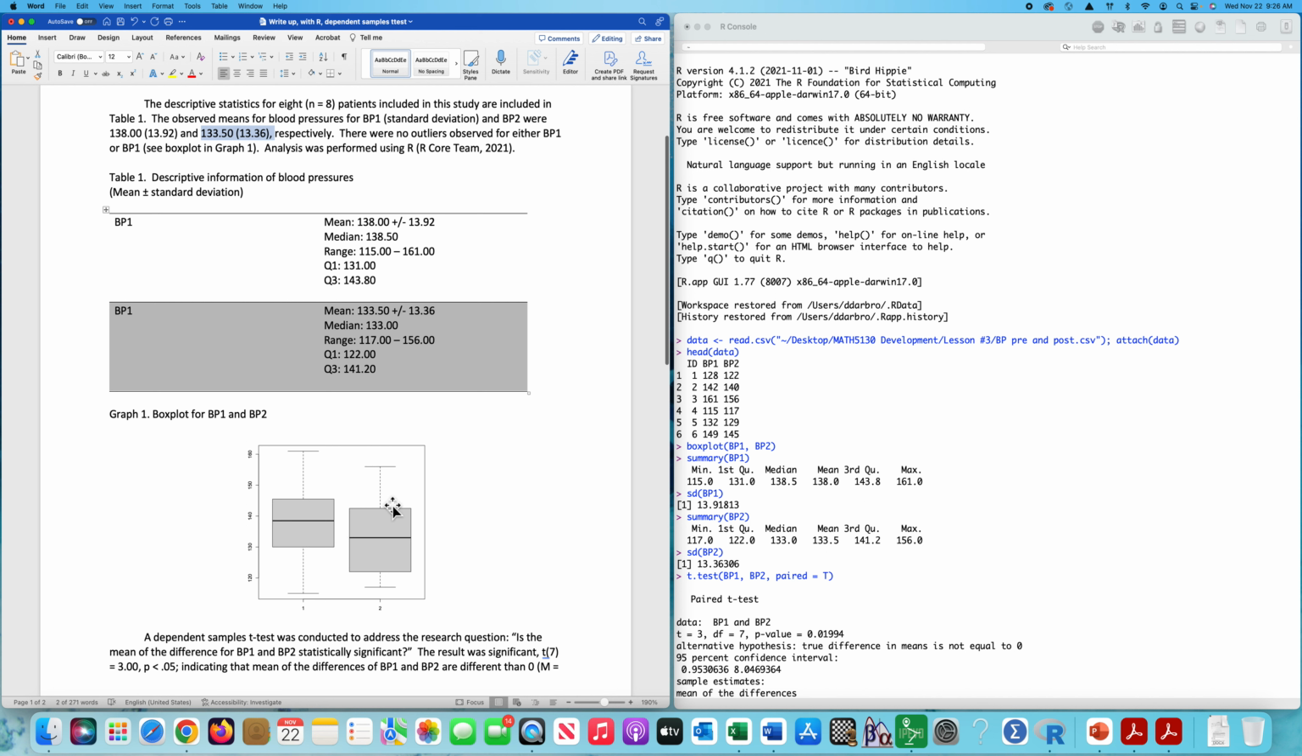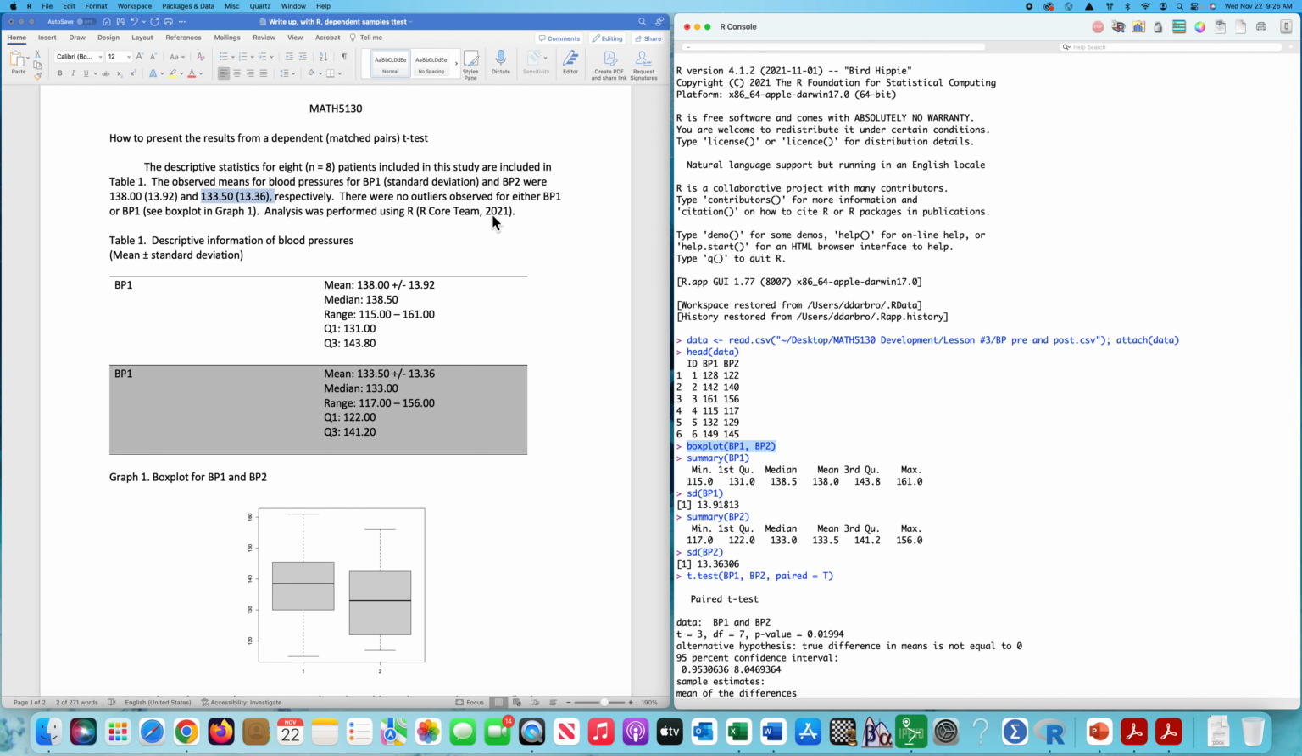Same thing, mean 133, standard deviation 13.36. I ran a box plot, which you can see I executed right here, and there are no outliers, so I report that. It actually turns out that no outliers is an assumption that needs to be tested for a matched pairs t-test. And the final thing I did in that paragraph was be transparent and let the reader know what statistical software package I used.